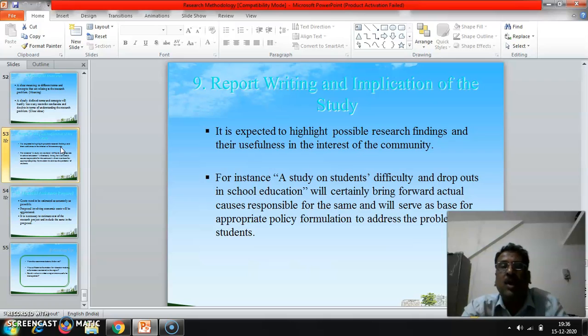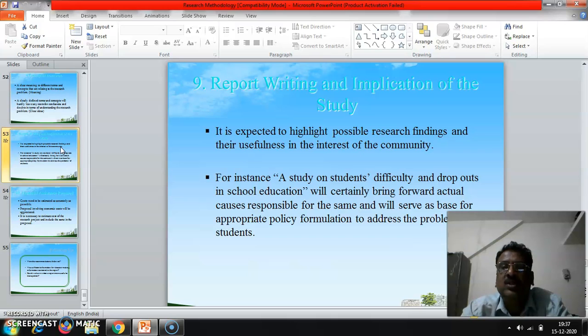So this is the problem, and we have to find a solution for it. The solution is to make a policy formulation to address the problems of the students. If the school is far away, you have to construct a school nearest to their house, and appoint a proper teacher there. Then midday meals and other facilities like free uniforms, free books, or bicycles. These are all the facilities to be given by the government or by the private sector.